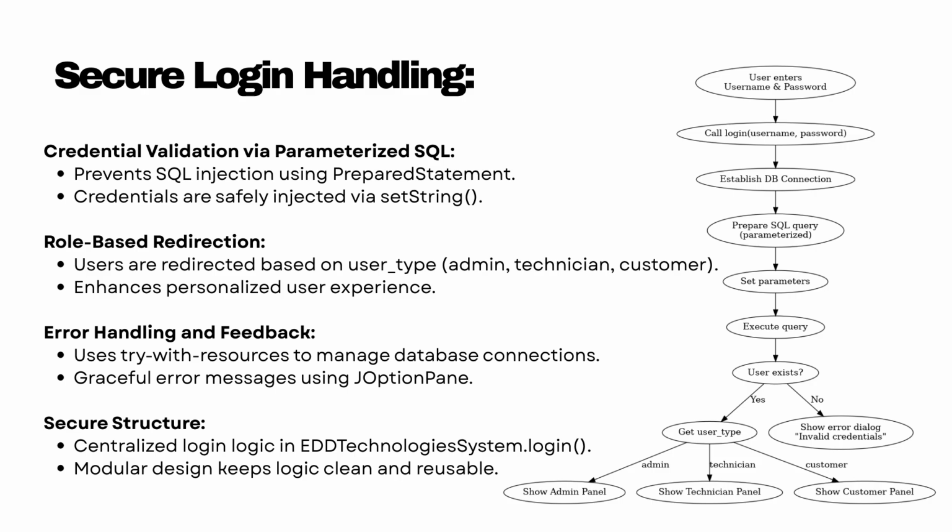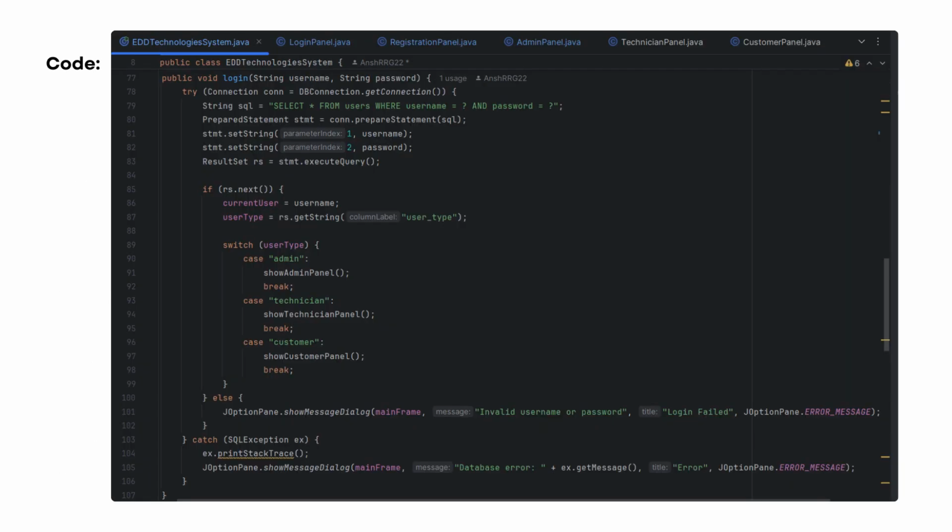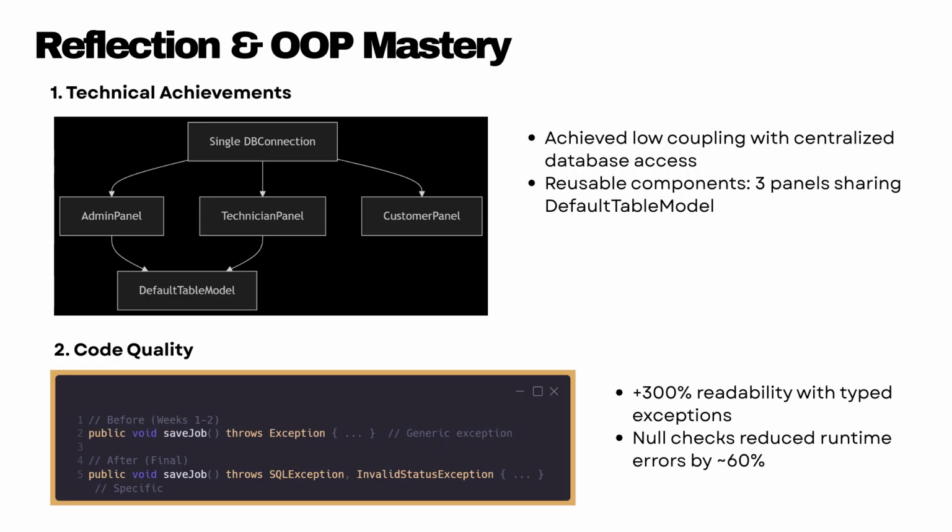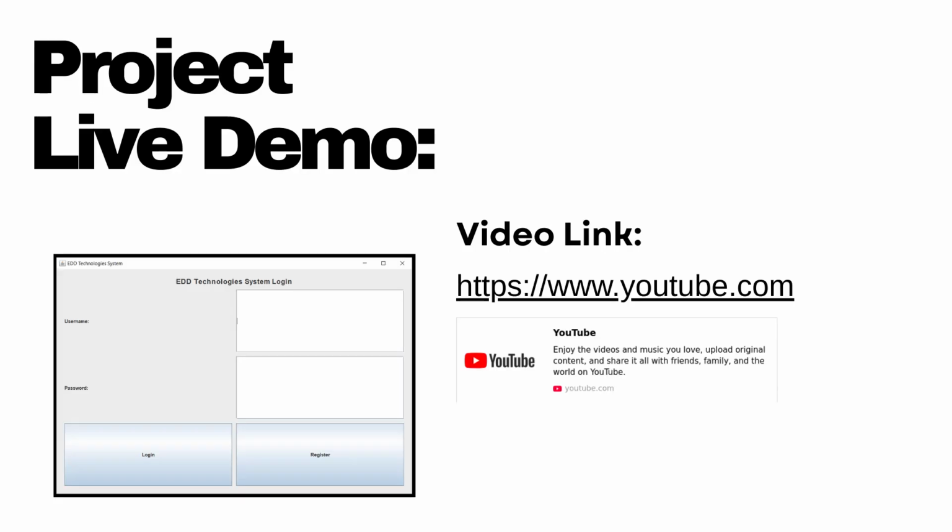or error messaging. This code showcases the actual implementation of the login method in EDD technology system.java, which is the main Java file. Here we are showcasing the reflection and object-oriented mastery. This slide highlights two key improvements, technical design and the code quality we have achieved. Now I will be showcasing you the live project demo.